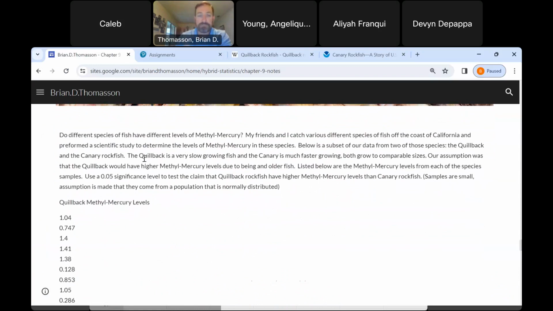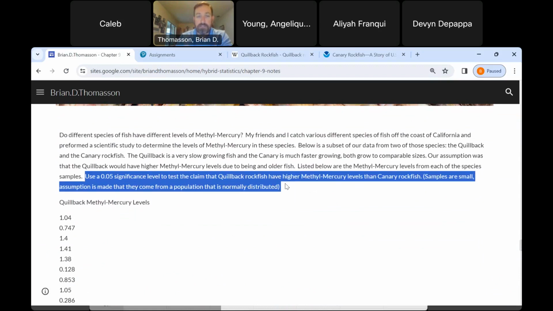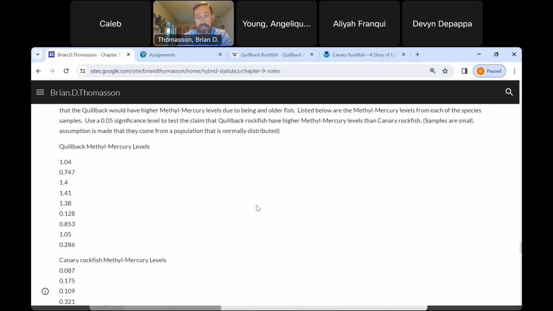So what we wanted to test is, what I came up with basically, is to use a 0.05 significance level to test the claim that quillback rockfish have higher methylmercury levels than canary rockfish. Again, our assumption was that the quillbacks are older, slower growing fish, so they should have higher methylmercury than the canary. I do have a little note there. The samples are small, so the assumption is made that they come from a population that's normally distributed. That was an assumption I had to make because we didn't have a huge group of fish that we were paid to catch.